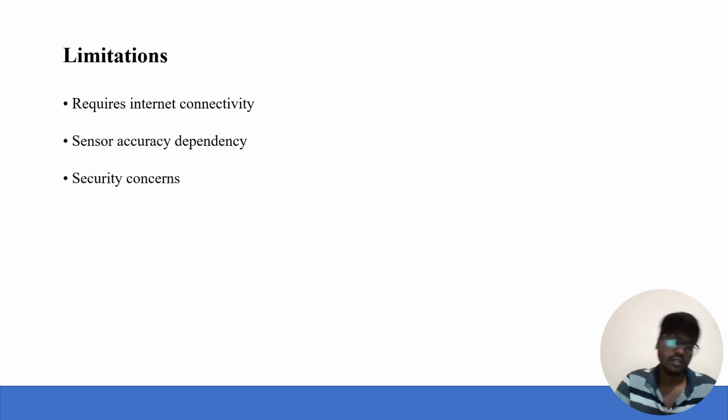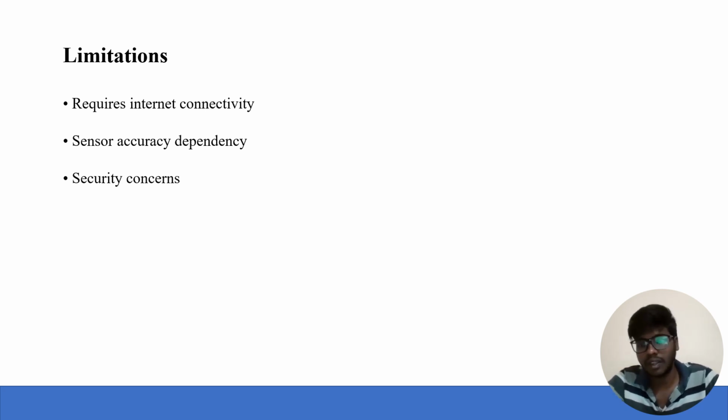And then limitations. There are some limitations for the project, as every project has. Some of the limitations are that it requires internet connectivity. Internet connectivity is most important for this project, because all the sensor data should be shown on the dashboard. And then sensor accuracy dependency. We are planning to have a good sensor so that it can accurately give all the details properly. And then security concerns are everywhere, but we are going to do something about that.